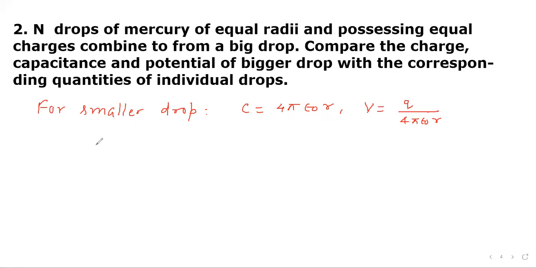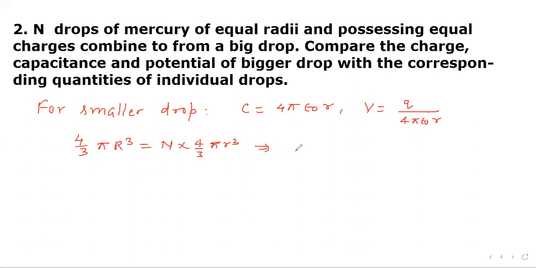Now, if the bigger drop has radius capital R, we can say that 4 by 3 pi capital R cube will be capital N times 4 by 3 pi small r cube. Here, N small drops combine to form a bigger drop, so the volume will remain the same.